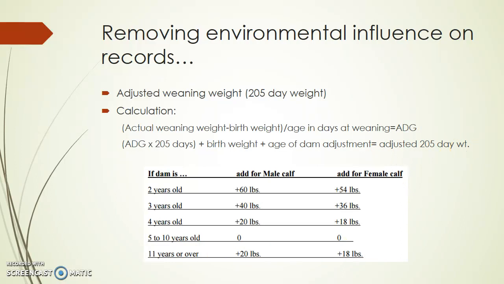So what this is doing is trying to take out the variable of when these calves are born. Say you're comparing two bulls and trying to decide which one you'd like. With an adjusted 205-day weight, you can say if these bulls were born on the exact same day and weaned on the exact same day at 205 days of age, this is how much they would weigh, and you could say this bull weighed more and this bull weighed less. If we work through an example, we'll refer back to this age of the dam adjustment factor.